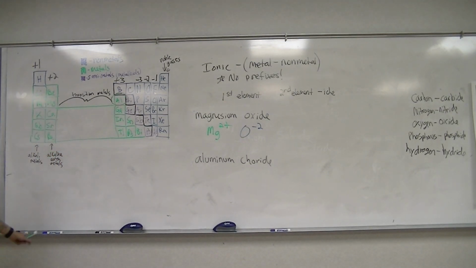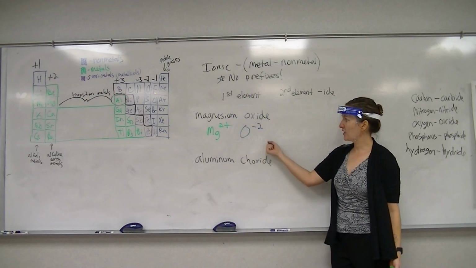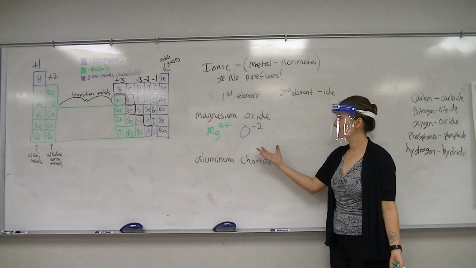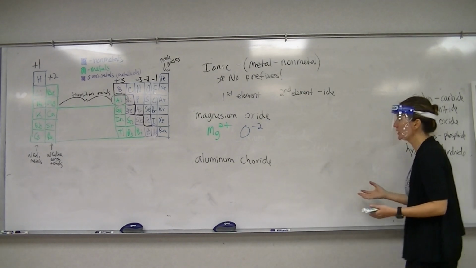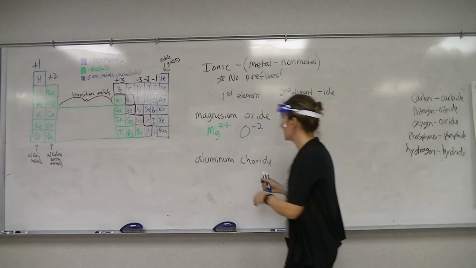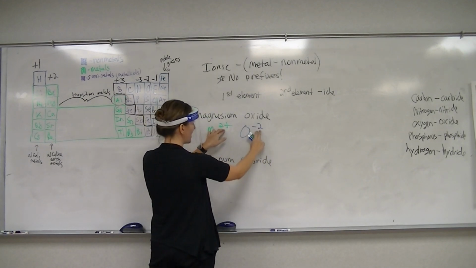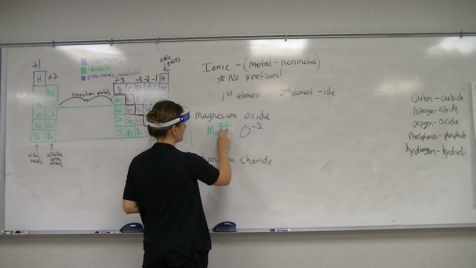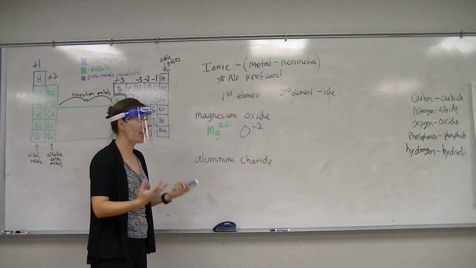So how do I know what that formula looks like? The goal is it needs to be a neutral compound overall. When we write these ionic compounds, there's no charge on the outside of the compound. It's neutral. So what that means is I need the charges to cancel. In this case, I have a +2 and a -2. So if I added +2 plus a -2, that would equal 0. They cancel each other out.